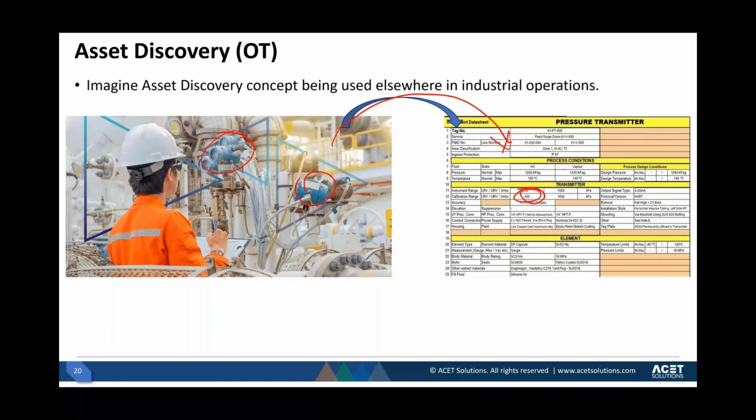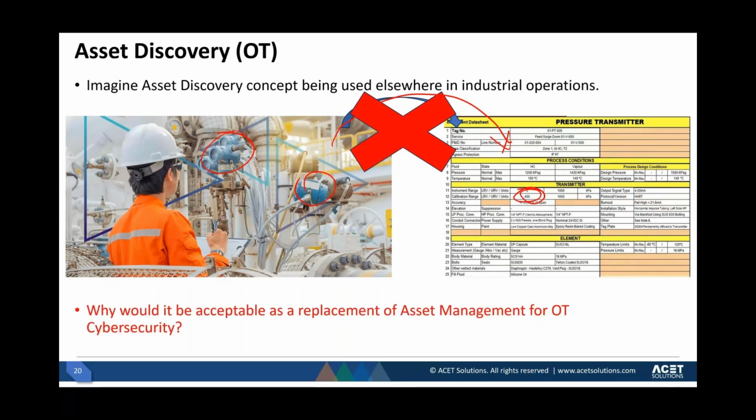So if it is not acceptable in industrial operations otherwise, then how could it be acceptable as a replacement for asset management for OT cybersecurity? When we talk about OT cybersecurity, we're still talking about the same control systems with the same industrial environment. Then why is it acceptable to have asset discovery as a replacement of asset management, or synonymous to asset management, that, okay, because we have asset discovery, we are doing asset management? Why would that be acceptable?